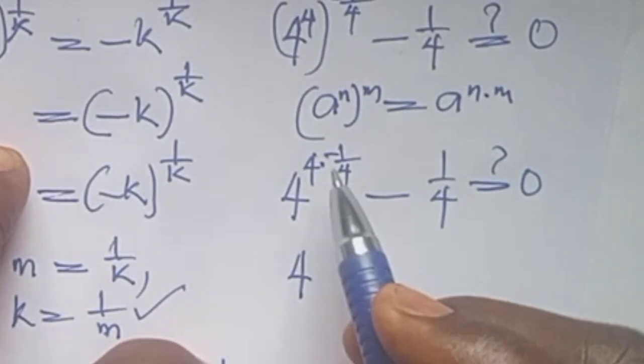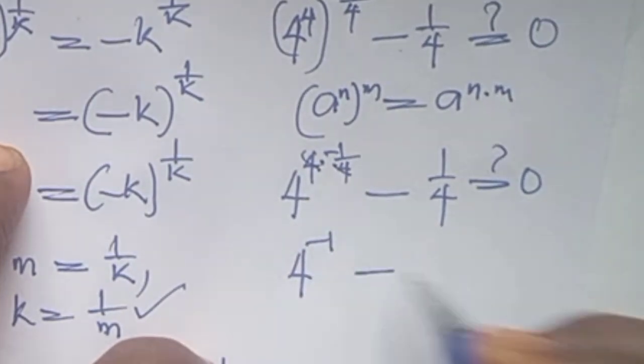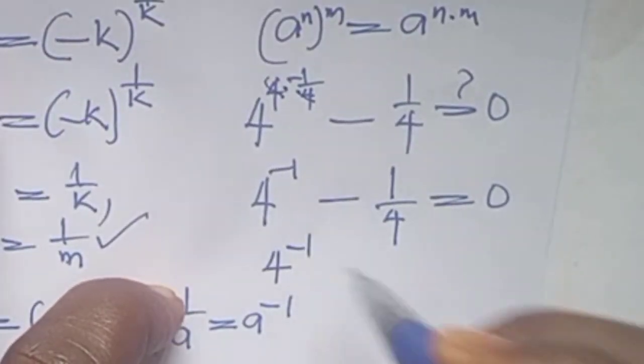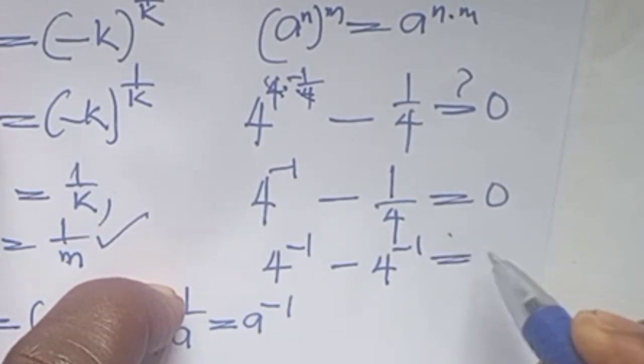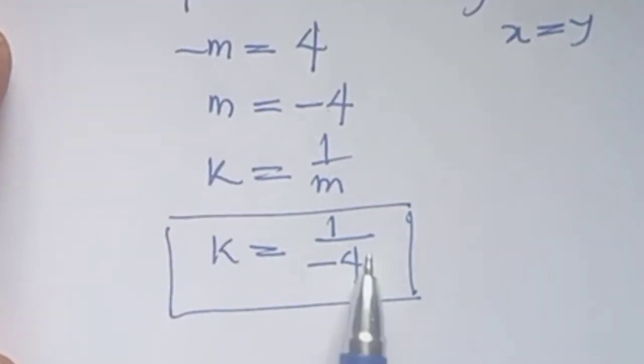Here we have 4 to the power of 4 will cancel 4. What is left is minus 1 minus 1 over 4. Can this be equal to 0? And we know 4 to the power of minus 1 minus 4 to the power of minus 1 is equal to 0. So it's true that the value of k is equal to 1 over minus 4.